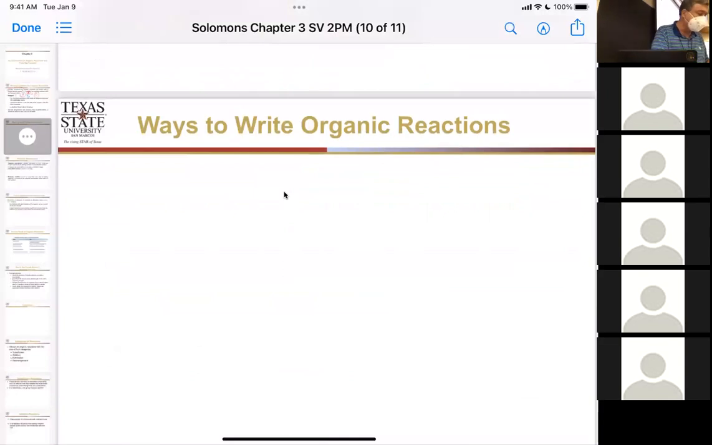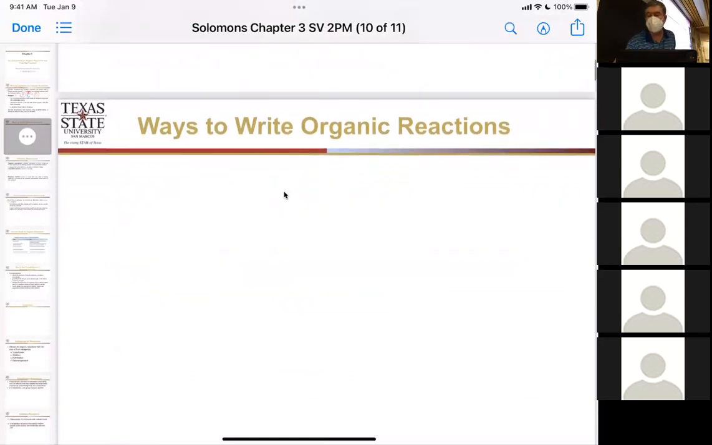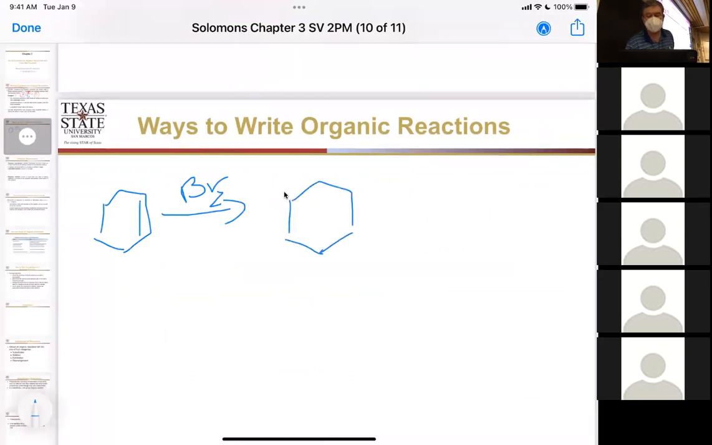So the first thing we got to play with is the idea that we're going to have something that's going to react right here, some reagent it's going to react with, and then some product. So that's the way we typically see it. This is the thing that's reacting, this is the reagent, this is the product.